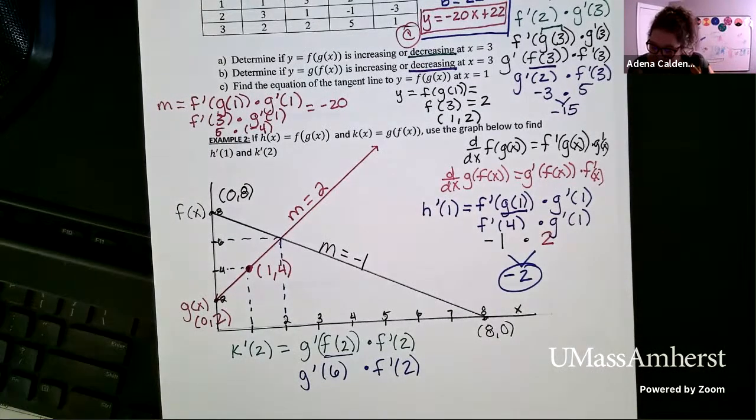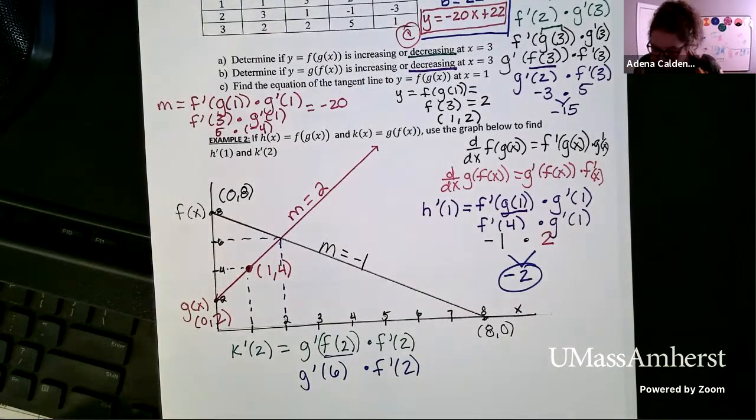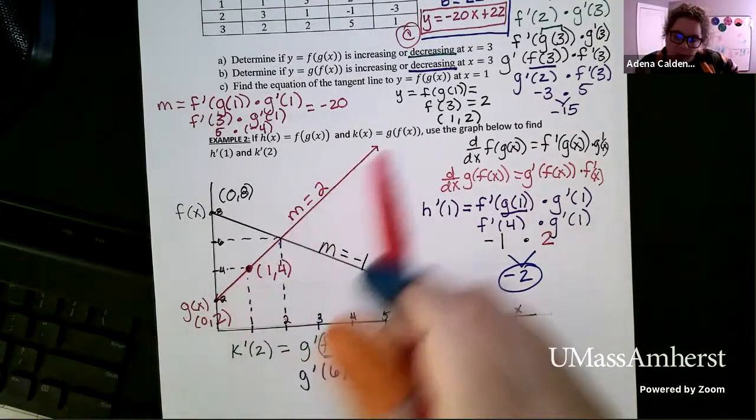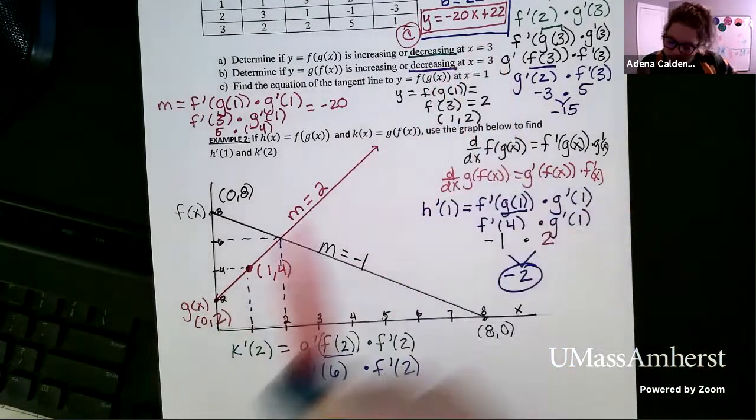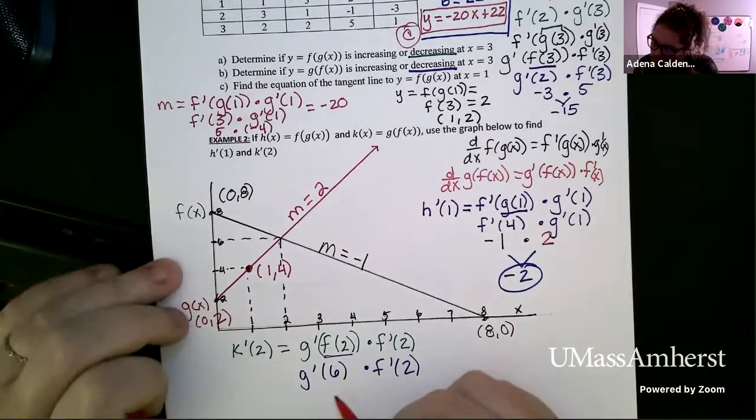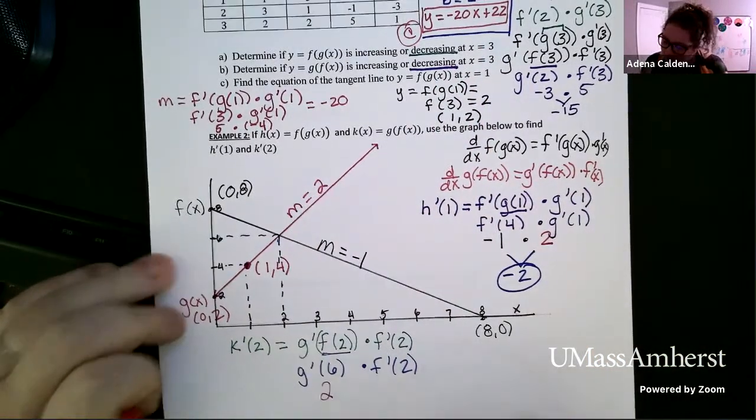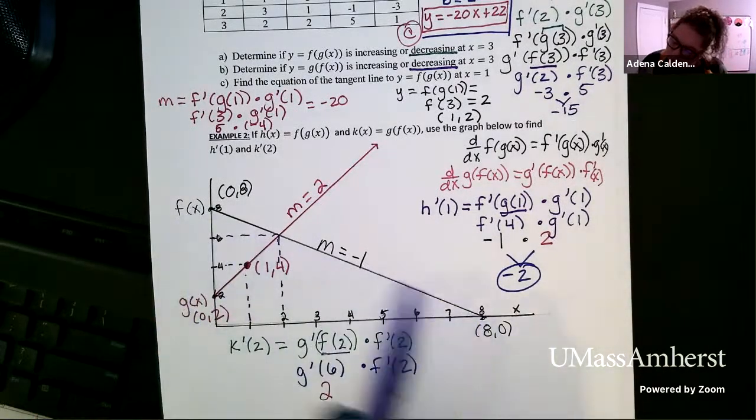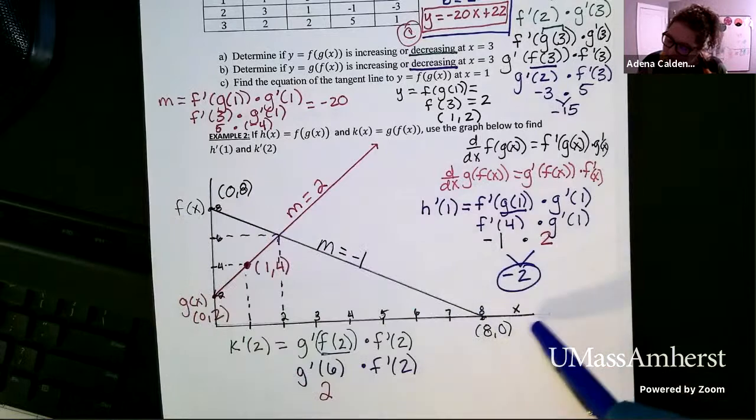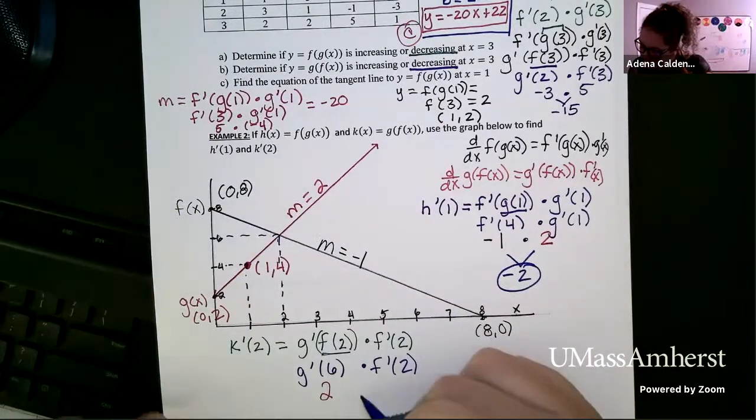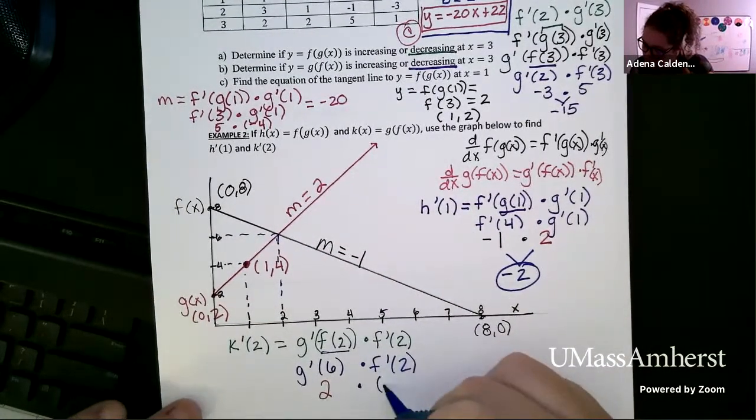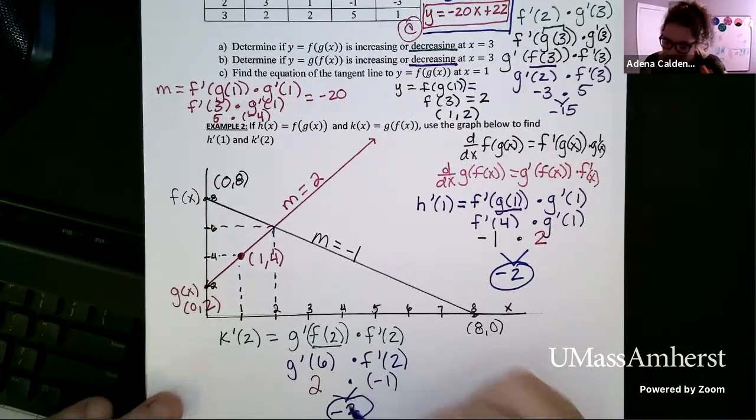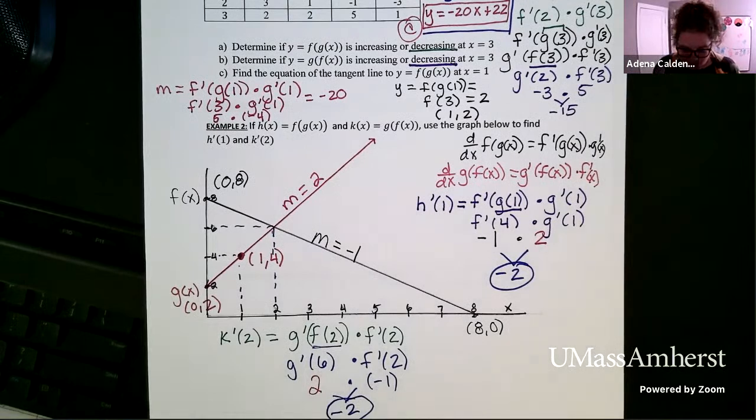Now g prime of 6, again, is the slope of g at 6, but the slope of g anywhere is the same. It's linear. Everywhere it's got a slope of 2. So that gives a slope of 2. And f prime of 2 is the slope of f at 2. Because f is linear, it's got the same slope everywhere. So 2 times -1, again, leads us to -2.